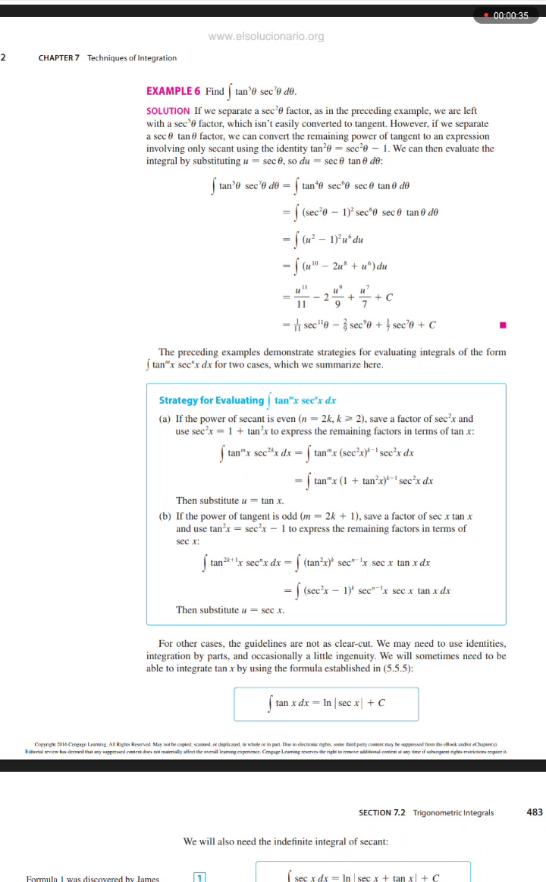However, if we separate a secant theta tangent theta factor, we can convert the remaining power of tangent to an expression involving only secant using the identity tangent squared theta equals secant squared theta minus 1. We can then evaluate the integral by substituting u equals secant theta, so du equals secant theta tangent theta d theta.